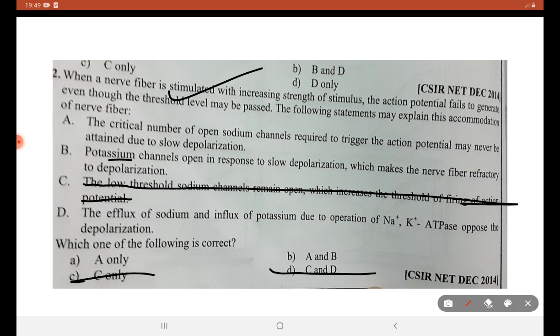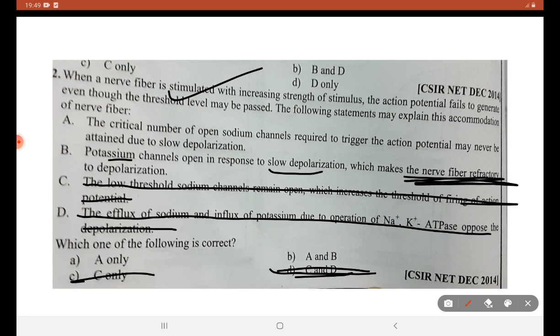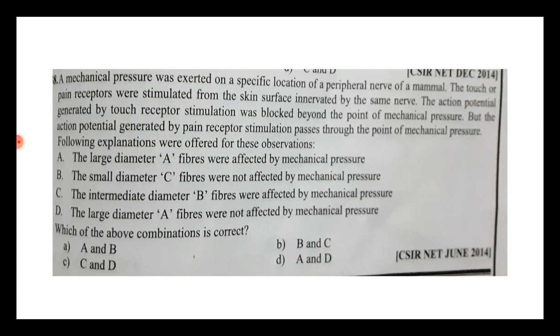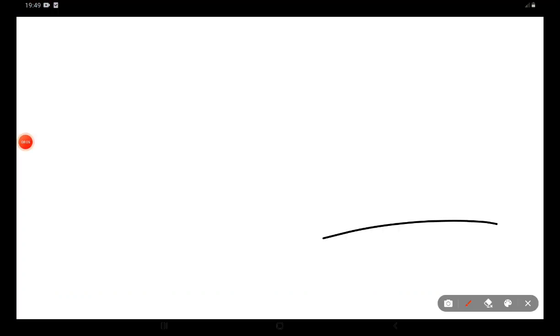Efflux of sodium and influx of potassium due to operation of Na+ K+ ATPase oppose depolarization. This is an absolutely wrong statement. D is wrong. Potassium channels open in response to slow depolarization, which makes the nerve fiber refractory. So A and B can be the possible right answers. This question we have seen.